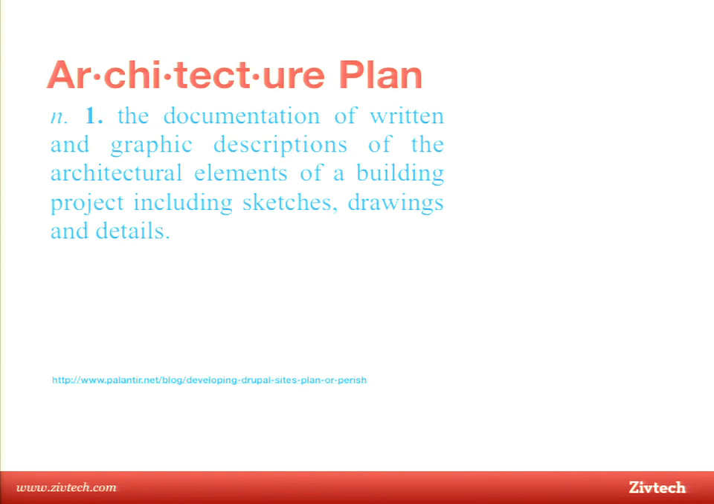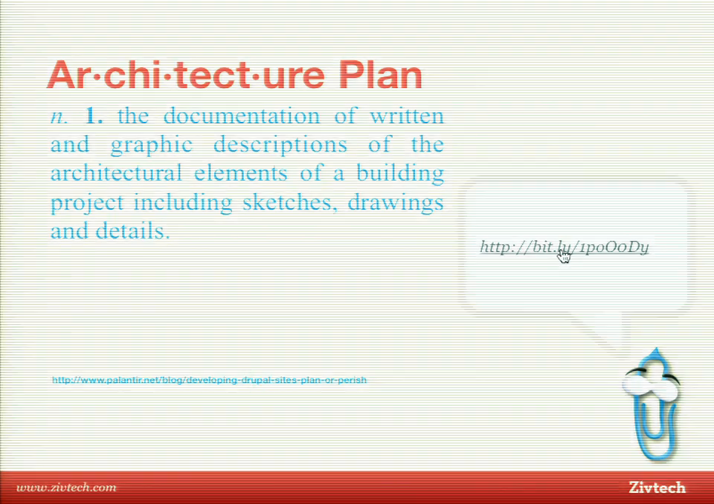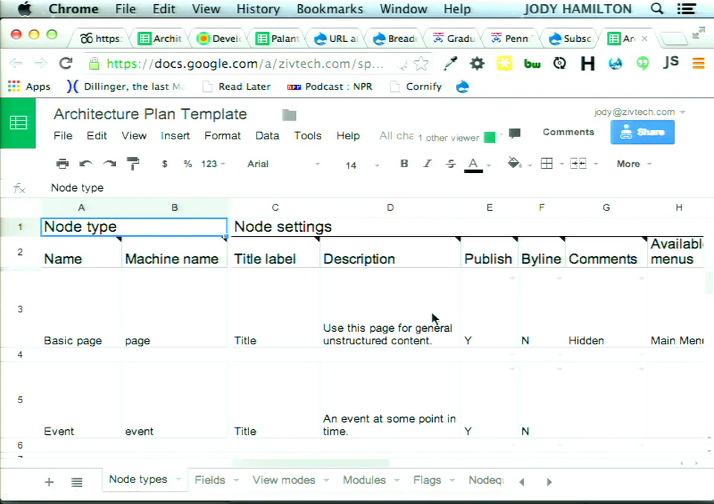So what I like to use for an architecture plan, I will ask for a template to get me started. I like to use a plan that I got from this blog post on Palantir. I've adjusted it a little bit, but you should read this blog post if you don't have a great architecture plan template. They called it the build spec. So I just use a version of that. You should read that blog post. And this is the architecture plan template.